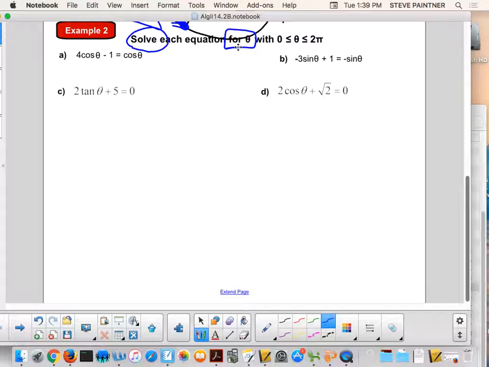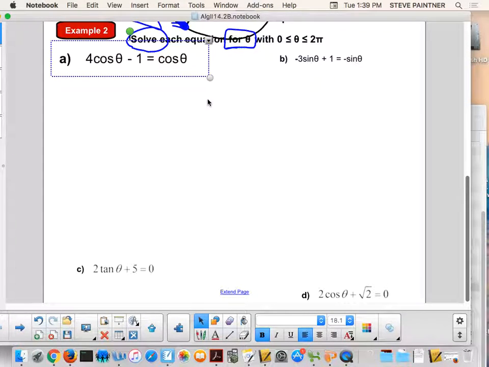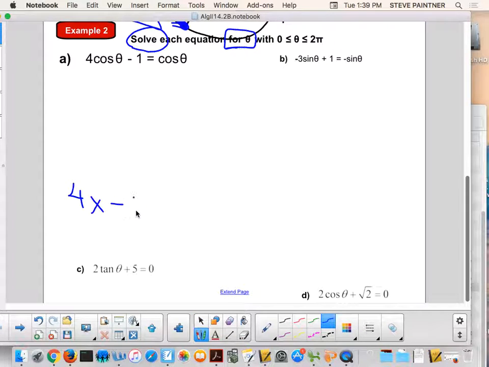So here I go. I'll kind of do maybe one or two of these with you. I'm not sure if I can get all four done. Okay? Students get really confused with this stuff because they don't get that cosine of theta is just a variable. So you know what it says, 4 cosine of theta minus 1 equals cosine of theta? It's the same as 4x minus 1 equals x. Every time you see cosine of theta or tangent of theta, just say x.